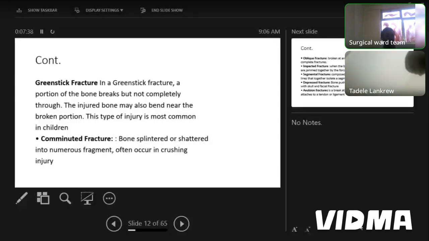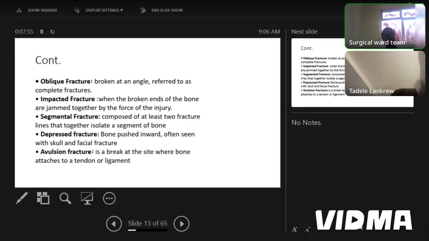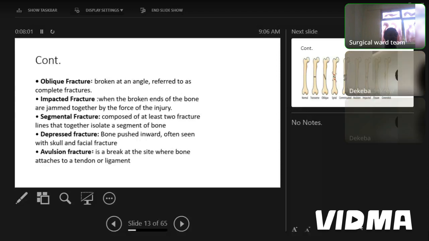The other is comminuted fracture. A comminuted fracture is when the bone is broken into many pieces. The bone is split or shattered into numerous fragments. When the fracture is into more than two fragments, we call it a comminuted fracture. The other is oblique fracture. An oblique fracture is when the fracture line of the bone is oblique.